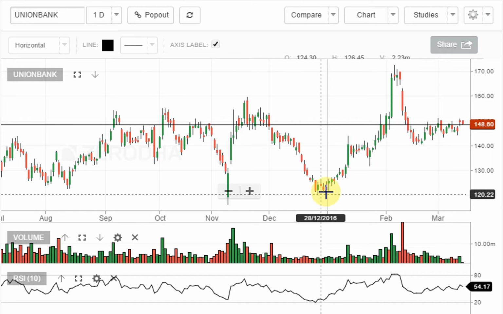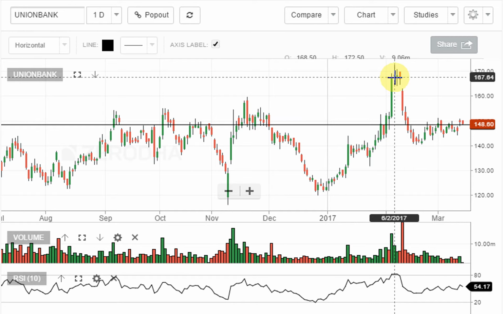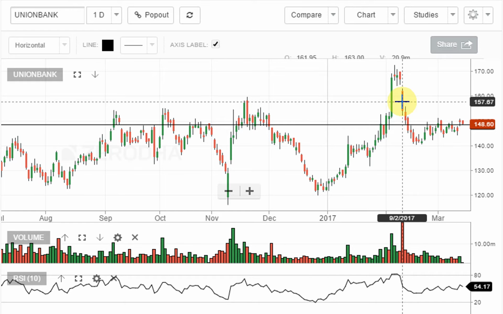But what happened after breaching? This is a law of support and resistance. If the stock breaks a resistance, then after breaking, that resistance will become the support of that particular stock. I'll give you an example of support also, how support works. So later, this resistance at this level became the support of this particular stock.